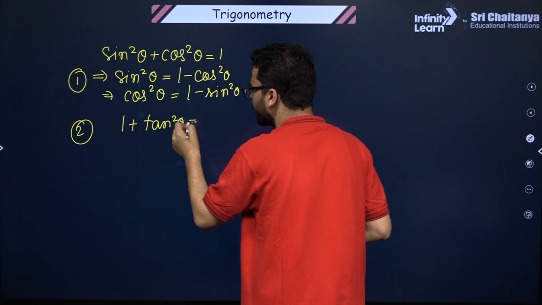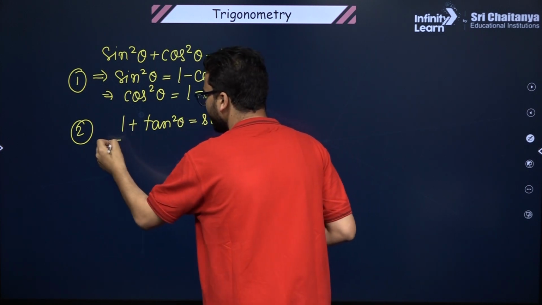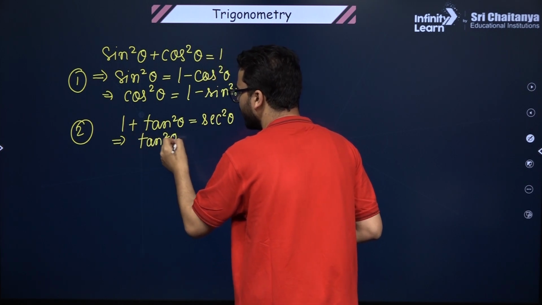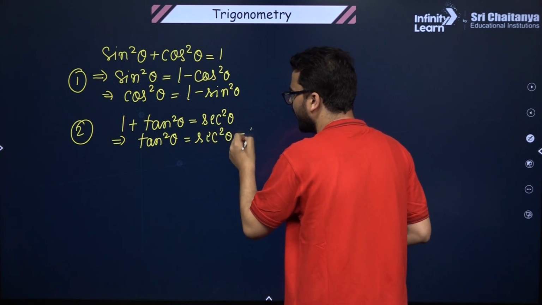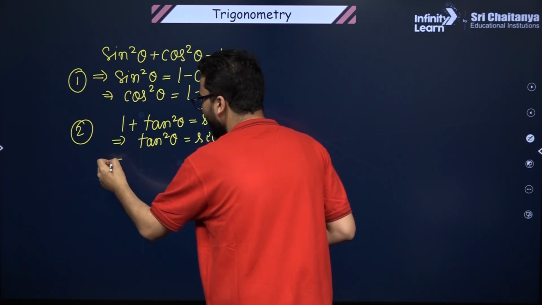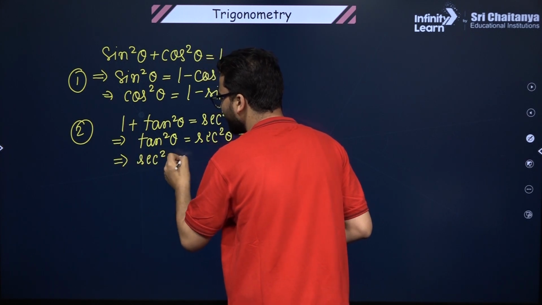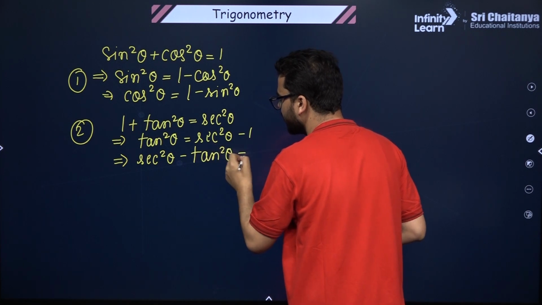Is equal to sec square theta. So over here you see again three things will come out. In place of tan square theta, you can write sec square theta minus 1. In place of 1, many a times you write sec square theta minus tan square theta. This is again used in questions, right?